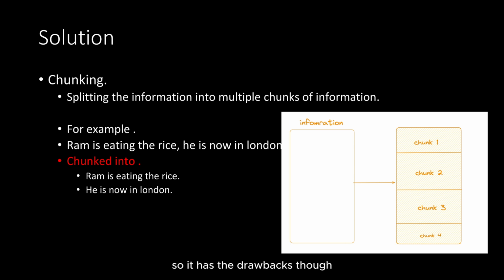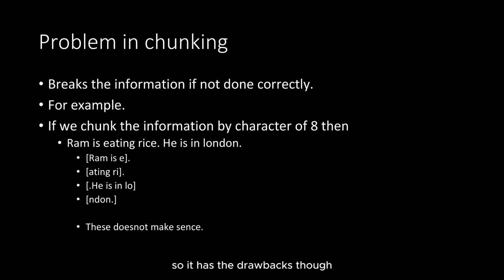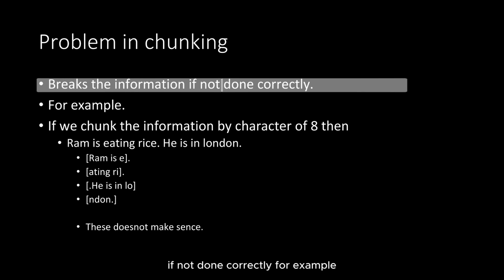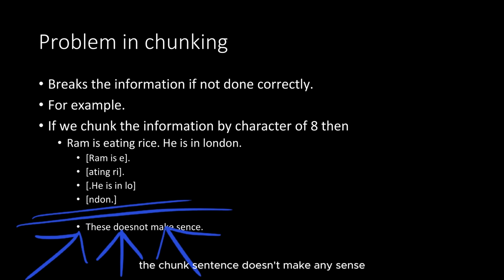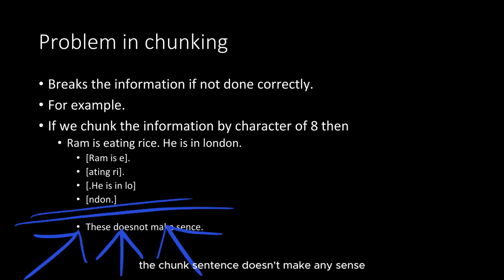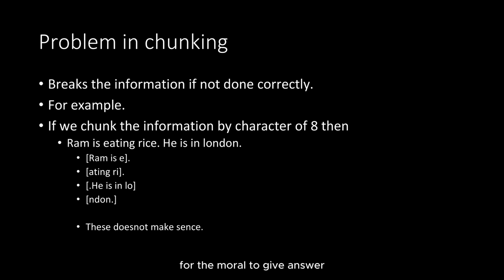But it has drawbacks. The problem with chunking is that it breaks the information if not done correctly. For example, if we chunk the information by a character count of 8, then "Ram is eating the rice, he is in London" will be chunked like this. The chunked sentence doesn't make any sense for the model to give an answer. So this is the main problem of chunking.